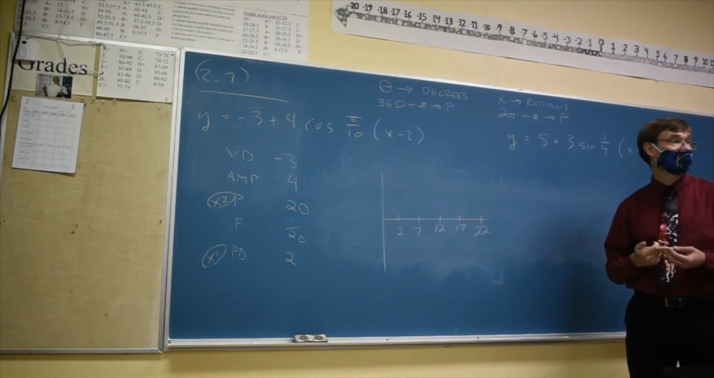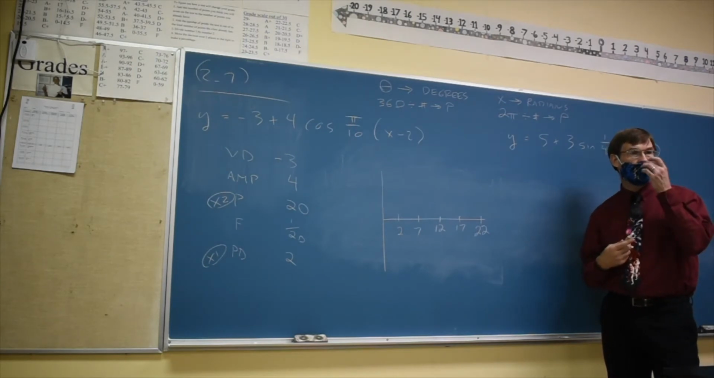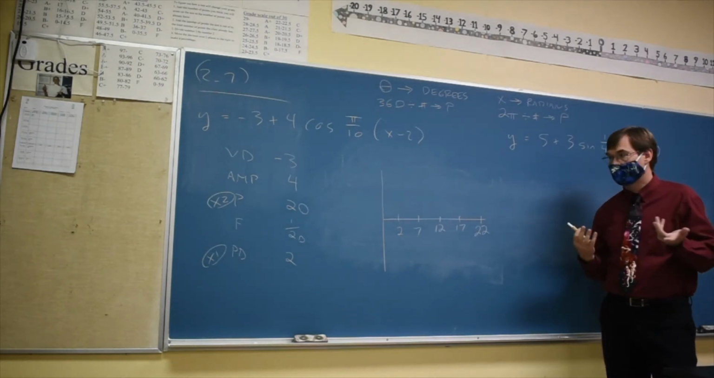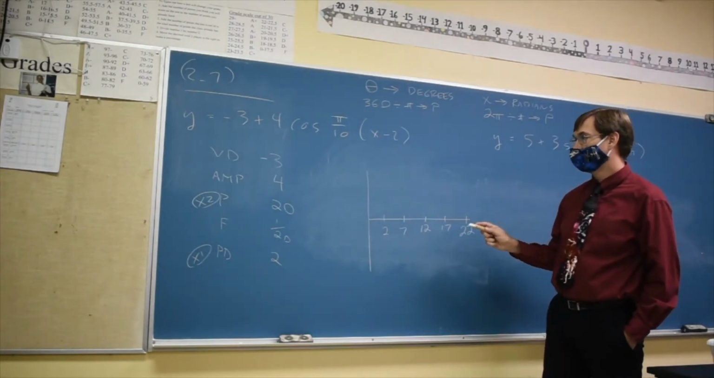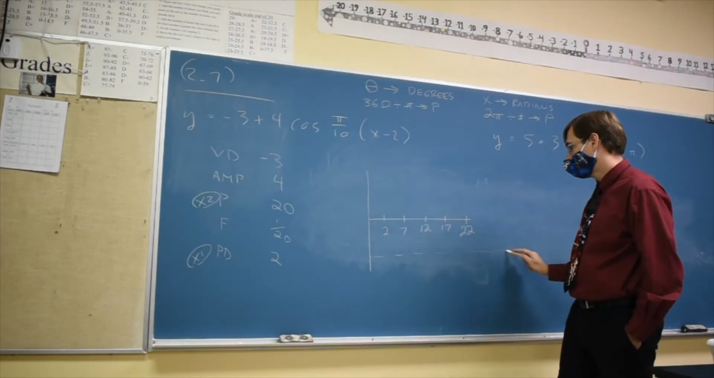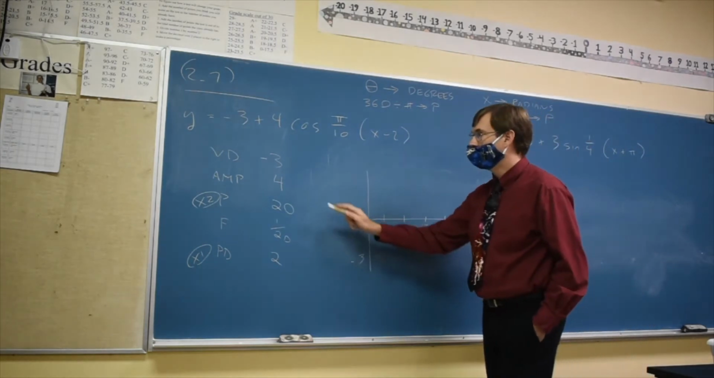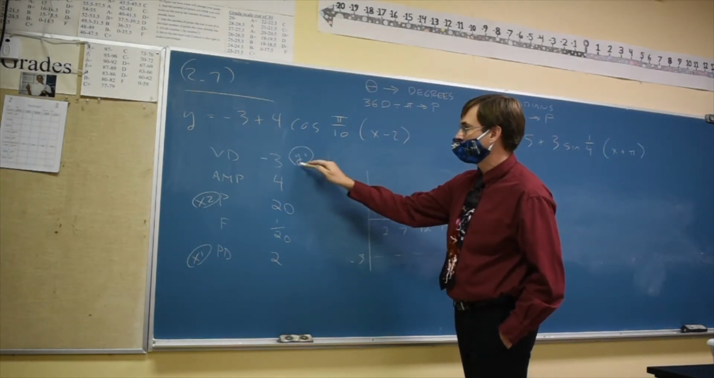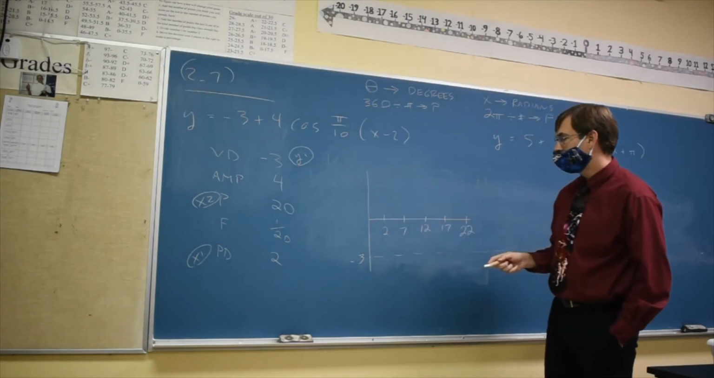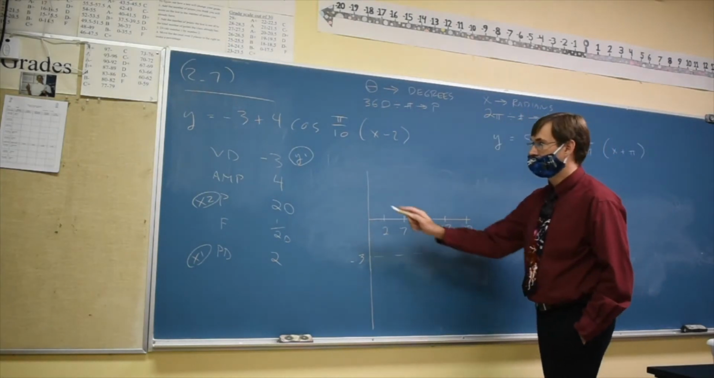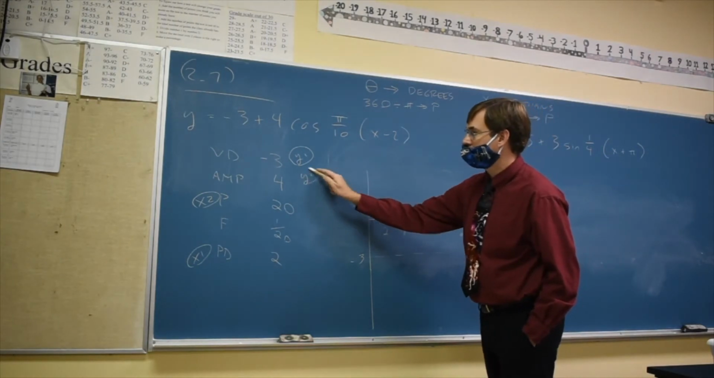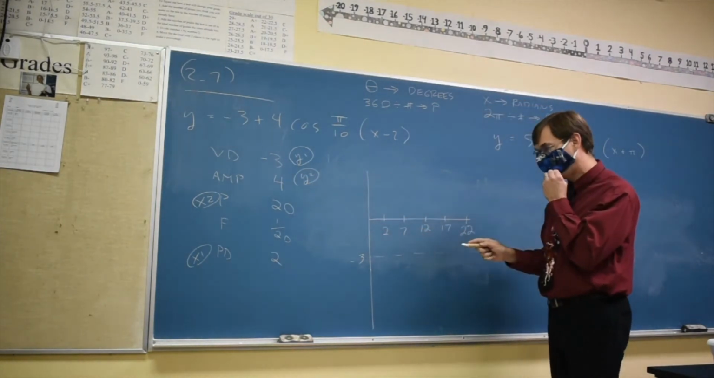Question about the x-axis, anybody? We could have just as easily done the y-axis first. We didn't. Which number goes on the y-axis as your first move? -3. The -3. On the y-axis, the vertical displacement is always first. And then what takes effect? Amplitude. On the y-axis, the amplitude goes second.